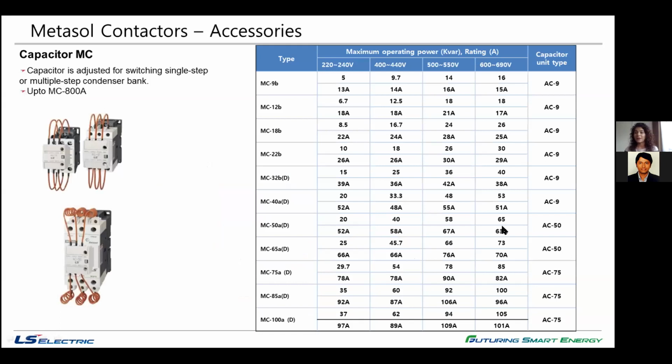We will be talking about the accessories now of the MetaSOL contactor, starting with the damping resistors. These are used for the capacitor bank, and they're also known as capacitor units. All you have to do is use a contactor along with the accessory of the damping resistor in order to use it in the capacitor bank. And we have this available up to 800 ampere frame sizes.